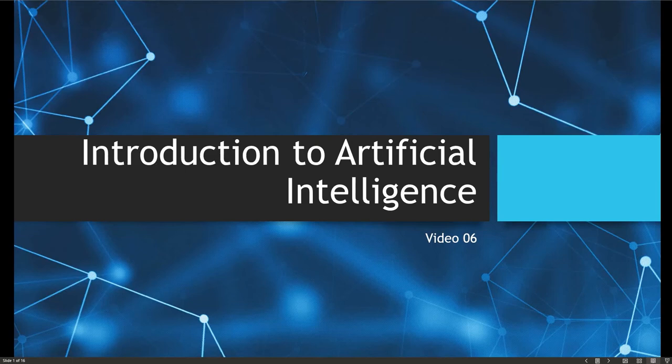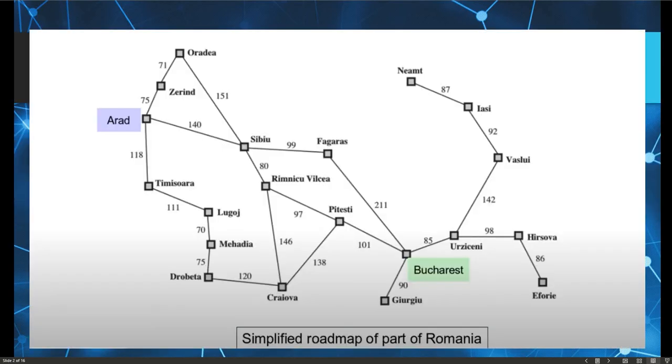Okay, so let's continue from where we left off in the last video of the Intro to Artificial Intelligence series. In this video, we are going to take a look at problem solving. Recall the problem that we discussed in the previous video about the different paths that are available for us to take when going from one point to another.